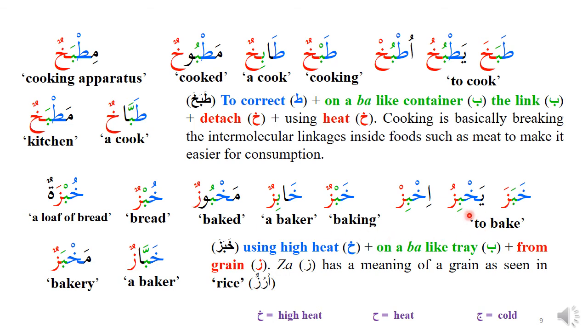So like before, you can see khabaza yakhbizu ikhbiz, and khabzun is baking, right? And khabizun is a baker, but khabbazun would mean a professional baker, and makhbaz or makhbiz would mean a bakery. And khubzun means bread, and khubza is a loaf of bread. Usually ta marbuta would indicate something smaller or intermediate in size. A loaf of bread would be khubza.